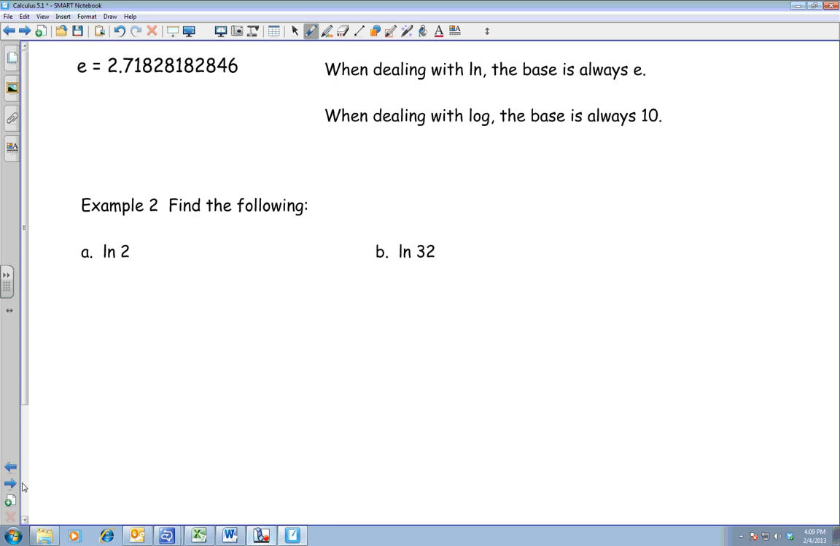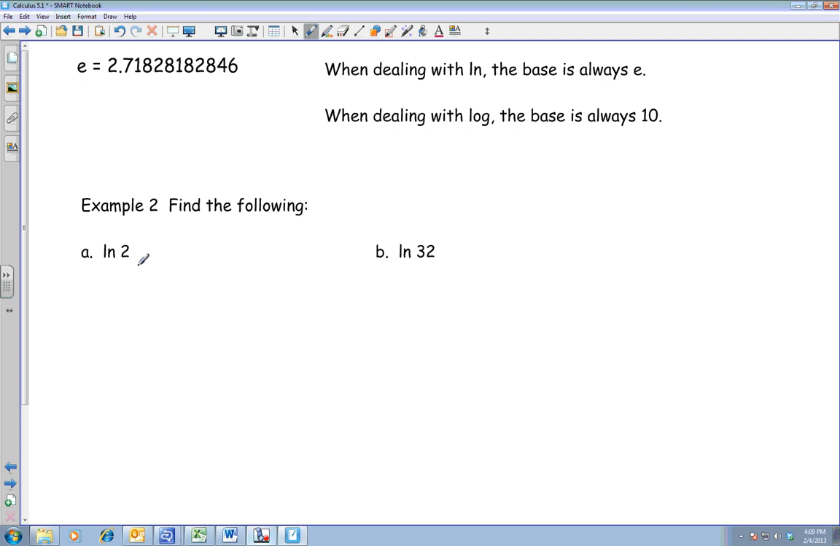In example 2, we're dealing with the number e, which you already wrote down in your notes. And remember, e is just an irrational number, kind of like pi. Pi is 3.14, e is 2.718, and keeps on going. We've already talked about when dealing with natural log, the base is always e. When dealing with log, the base is always 10. So we want to find the following. These are calculator problems, so we're just going to stick this in our calculator.